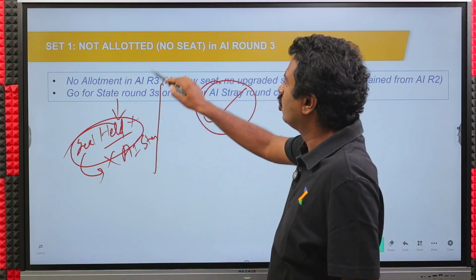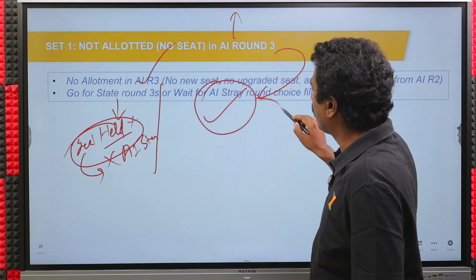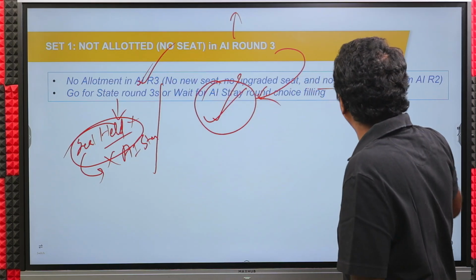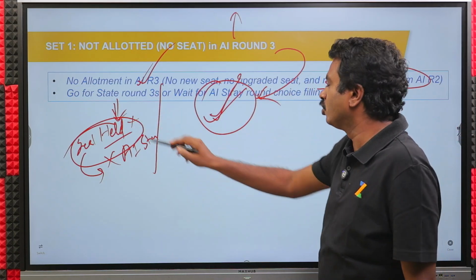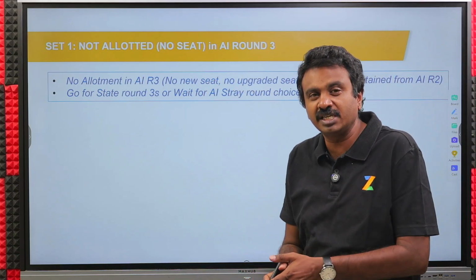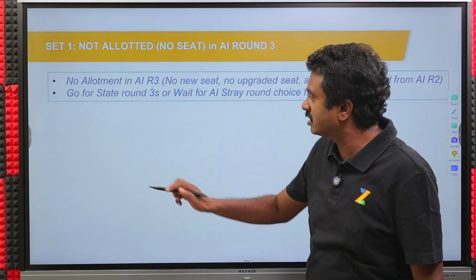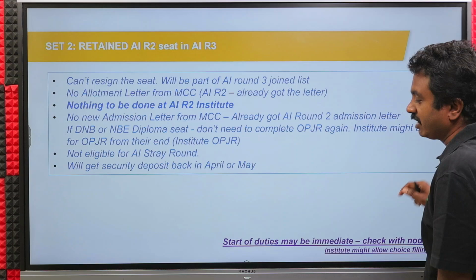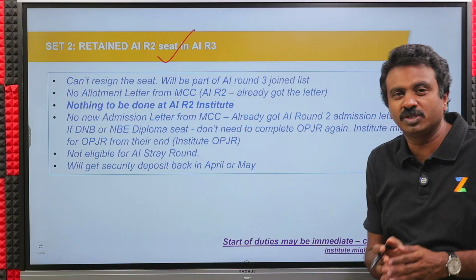So right now, no allotment in All India round 3. Whatever had happened earlier, you are eligible for All India stray round. Here, no allotment at all, including no seat retained. You are eligible for All India stray round, provided you don't join a state round 3 or hold a state round 3 seat. When we say state round 3 seat, say state round 1 seat only I am holding and I continue till the end of state round 3. You are still holding a seat at the end of state round 3. You are also not eligible because your state will send your name as part of the list. Second is retained All India round 2 seat in All India round 3.